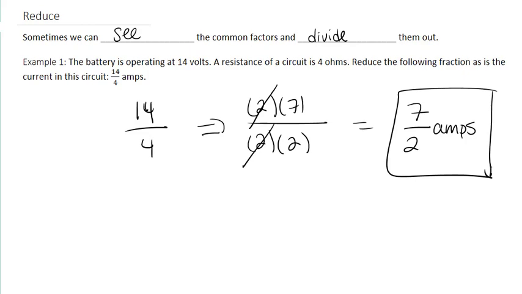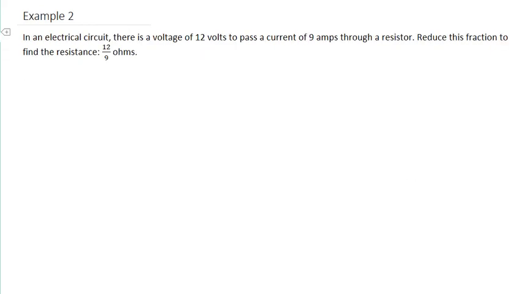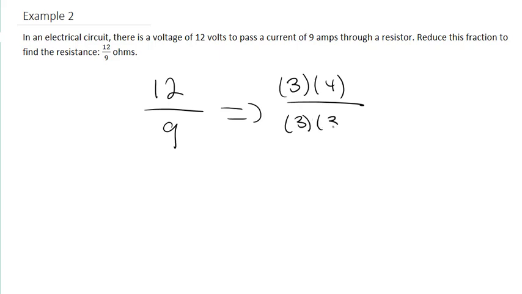So let's look at another example. In an electrical circuit, there is a voltage of 12 volts to pass a current of 9 amps through a resistor. Reduce this fraction to find the resistance, which is 12 over 9 ohms. So we have 12 over 9, and we can see that both are going to be factors of 3. So we have 3 on the top times 4, and then we have 3 times 3. So what we can do then is just divide these out, and we get 4/3.